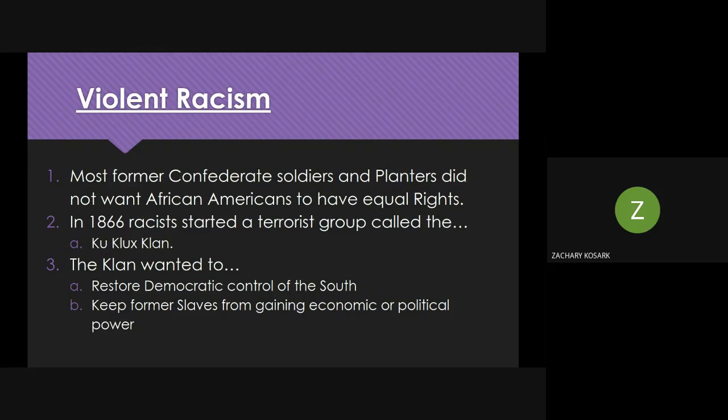And in 1866, racists started a terrorist group known as the Ku Klux Klan, the KKK, which you probably are familiar with and have heard a little bit about. Some of the goals of the Ku Klux Klan is that they want to restore the Democratic control of the South, because right now the Democrats do not have power in the South. It is mostly Republicans that have won elections in the South, and they want to keep former slaves from gaining economic or political power. So essentially, they just want to destroy any way of life that African Americans have.